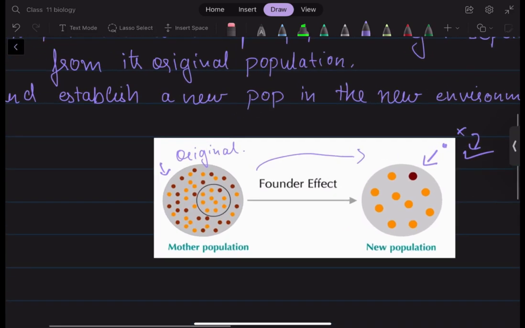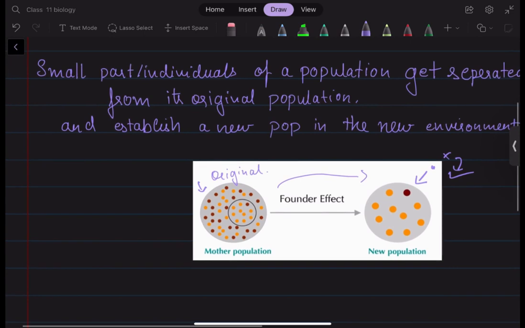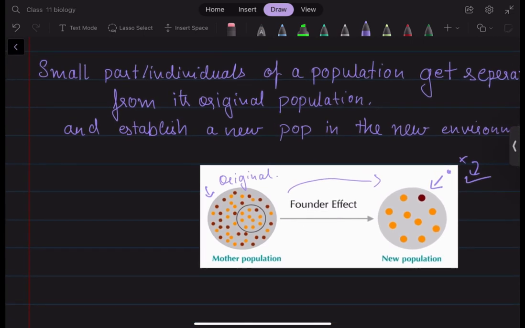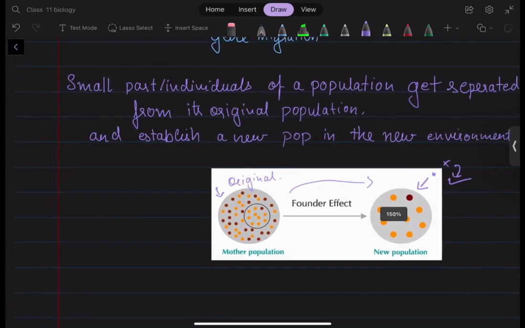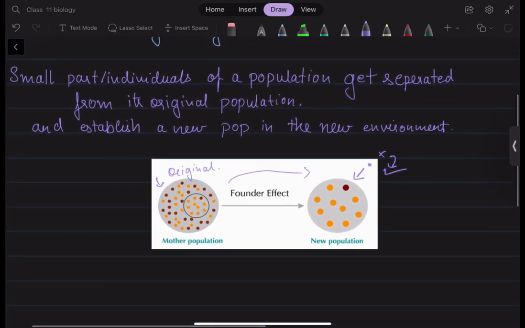And here also previously there was this mother population and few genes were detected. So there's a change in this population too. So this also occurs by chance.